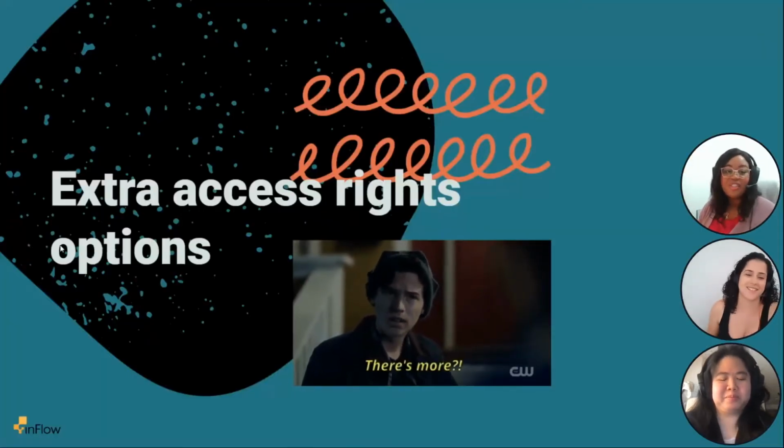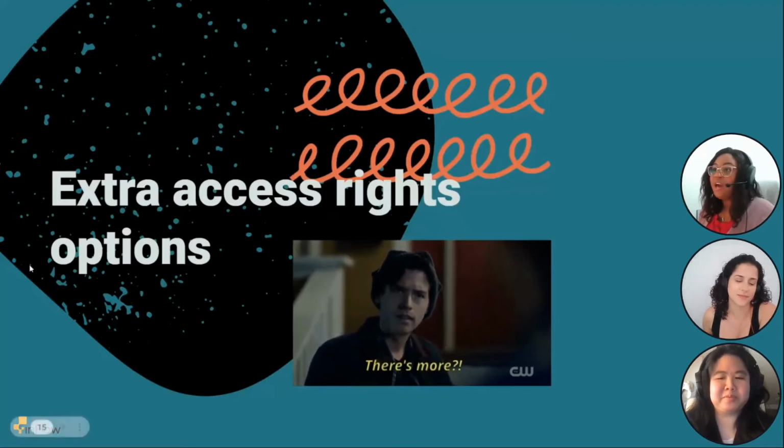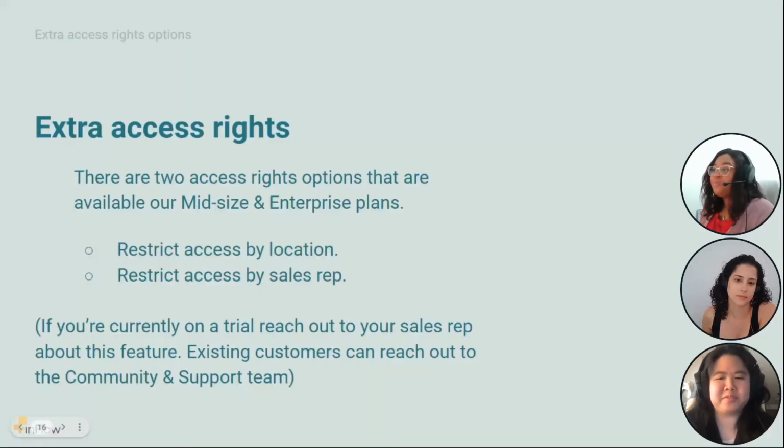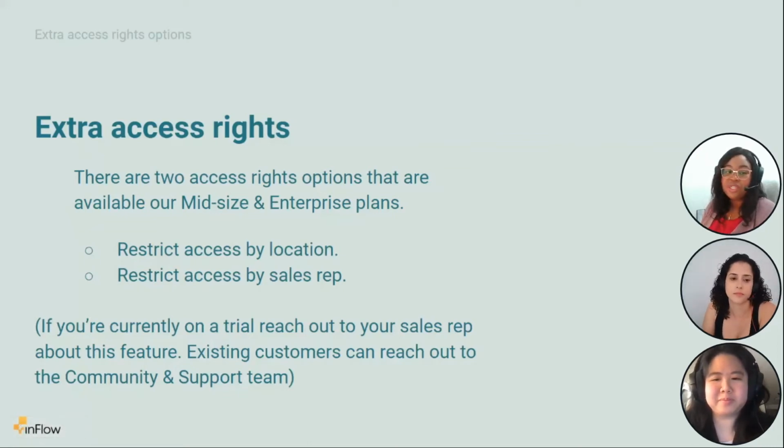Now we're going to go over the extra access rights that we have. We have two other features that we just added more recently. One of them is restrict access by location, and the other one is restrict access by sales rep. These are available on our midsize and enterprise plans. I put a note at the bottom that if you're on a trial and you're interested in these features, please ask your sales rep about them.